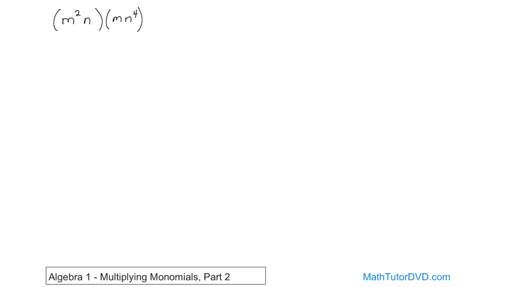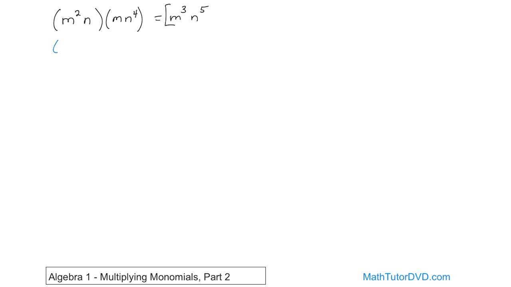We have an m here and an m here. There's a first power, so we can add those together: m cubed. And then we have an n here and an n to the fourth. The bases are the same, so we add the exponents. 1 plus 4 is 5, n to the fifth power. So the answer is m cubed n to the fifth power. And that's really all you're doing. You're looking for the same bases and you're adding the exponents together.